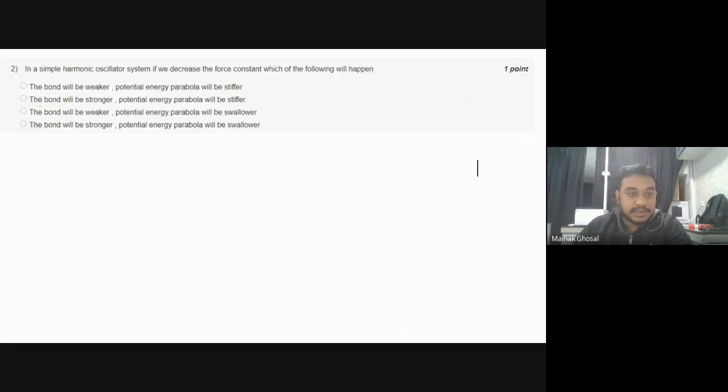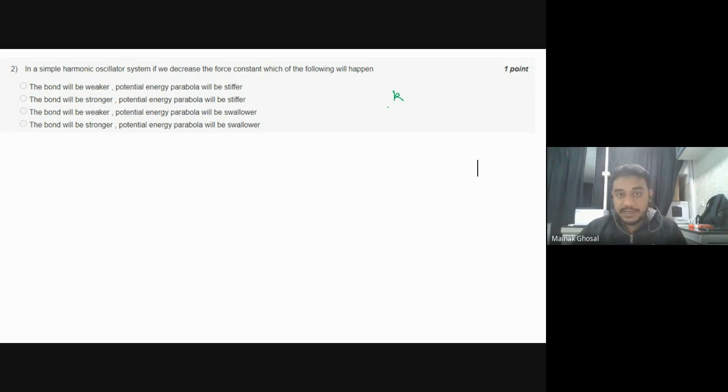So this is the next question. In a simple harmonic oscillator system, if we decrease the force constant, which of the following will happen? What is the force constant denoted by? It is denoted by K, right?